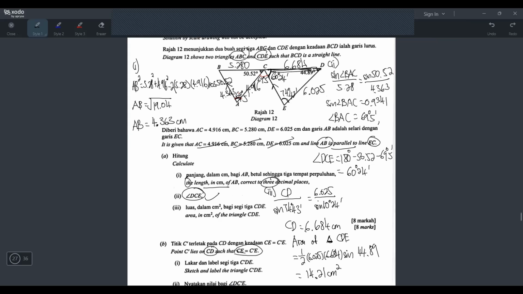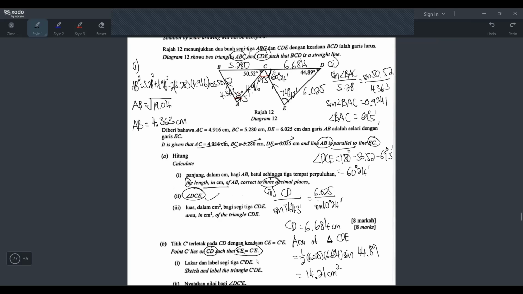Can you see it? And then C prime is somewhere on this line. Maybe it's here, maybe it's here, maybe it's here. I don't know, but it's somewhere in between the line, somewhere in between the CD. That's what it means by C prime lies on CD, such that CE equals C prime E. It means CE and C prime E are the same length.